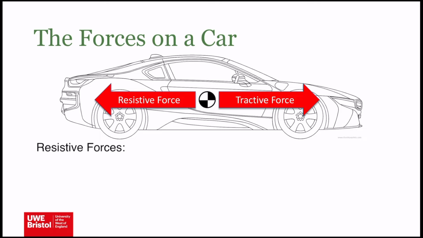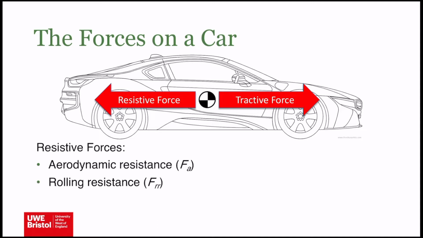So what are the resistive forces made up of? Well, you've got a few different resistive forces. We've got aerodynamic resistance, which I've called FA. So that's a resistive force. As the vehicle moves, it's moving through a fluid, through the air. And obviously the vehicle's got a shape, which means it's going to have some resistance as the vehicle moves. We'll talk about what that aerodynamic resistance is. It's also got rolling resistance. We just talked about that.